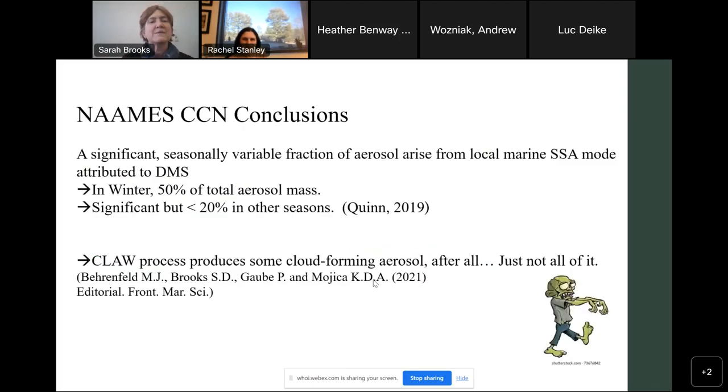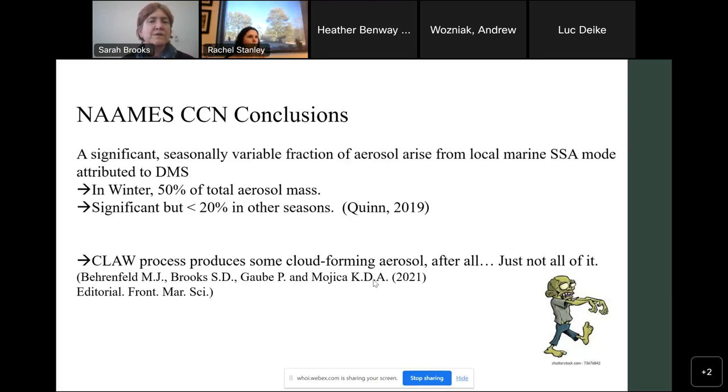Okay, taking a step back, the NAMES project also did learn a lot about CCN in general, and particularly Trish Quinn wrote a really neat paper in 2019 showing that a significant seasonal variation in the fraction of aerosols does arise from local marine sea spray. I didn't talk about transported aerosols at all here. Transported aerosols is another complication to understanding where the CCN come from.